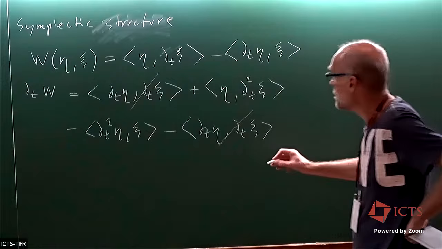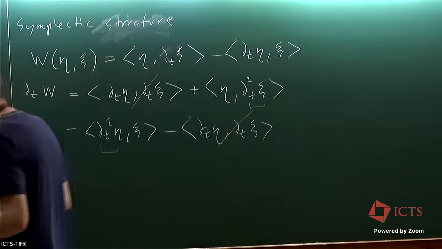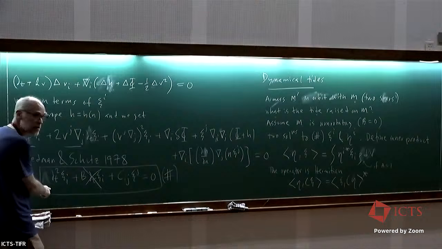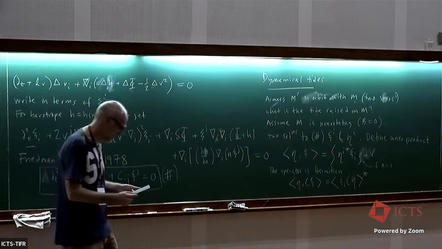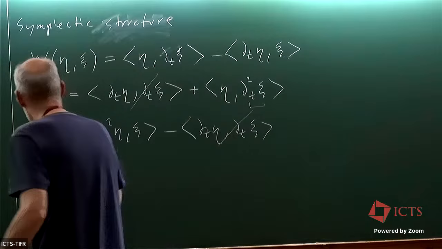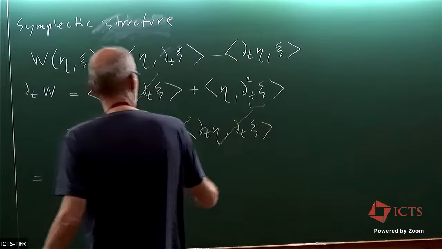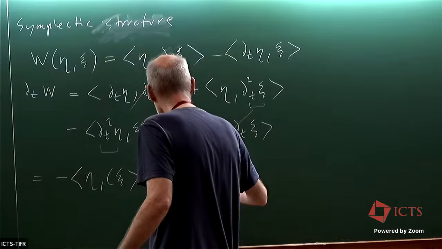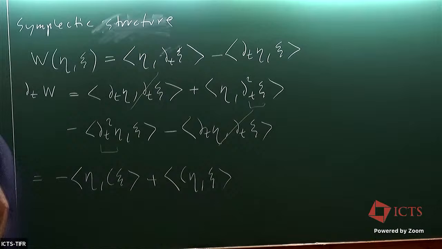These are both dictated by this equation over here. So the second derivative is just the C operator times that. Okay? So let's use that. So this is minus, this guy is minus C times this guy, minus eta C xi. And this guy is plus C eta xi.